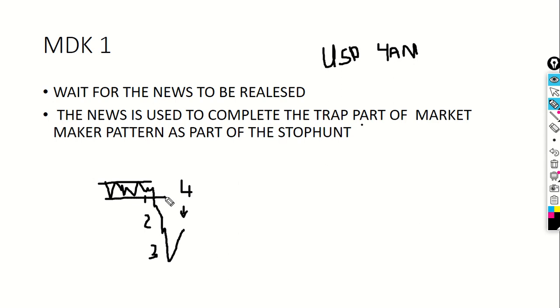So the news is about to be released. This was the accumulation phase. The market maker was accumulating contracts, collecting contracts. It did a false move to the low, 1 2 3 factor. It sets the low in here. It pulls off the low. It's cleared everyone off. Now it is left with one move before the news event. Okay, so the news event is coming. I want him to hit the stops and complete the second leg of the market maker pattern.